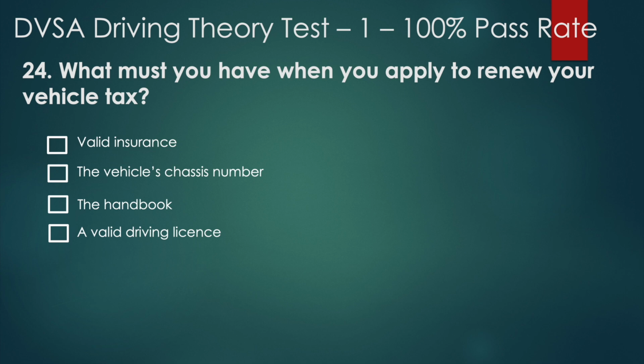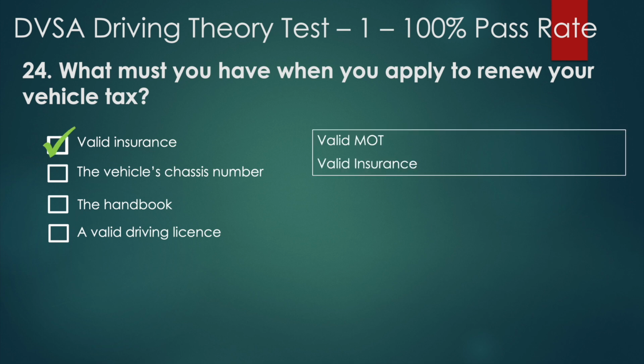24. What must you have when you apply to renew your vehicle tax? A. Valid insurance. B. The vehicle's chassis number. C. The handbook. D. A valid driving license. The answer is A. A valid insurance. This question could also have multiple answers. The possible answers are a valid MOT and valid insurance.